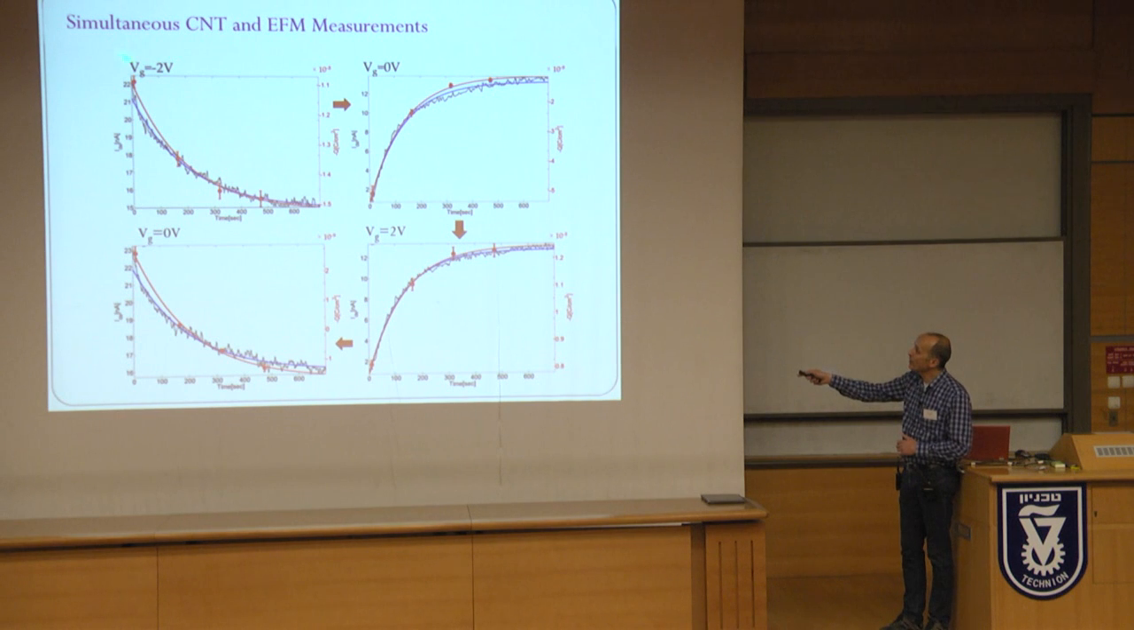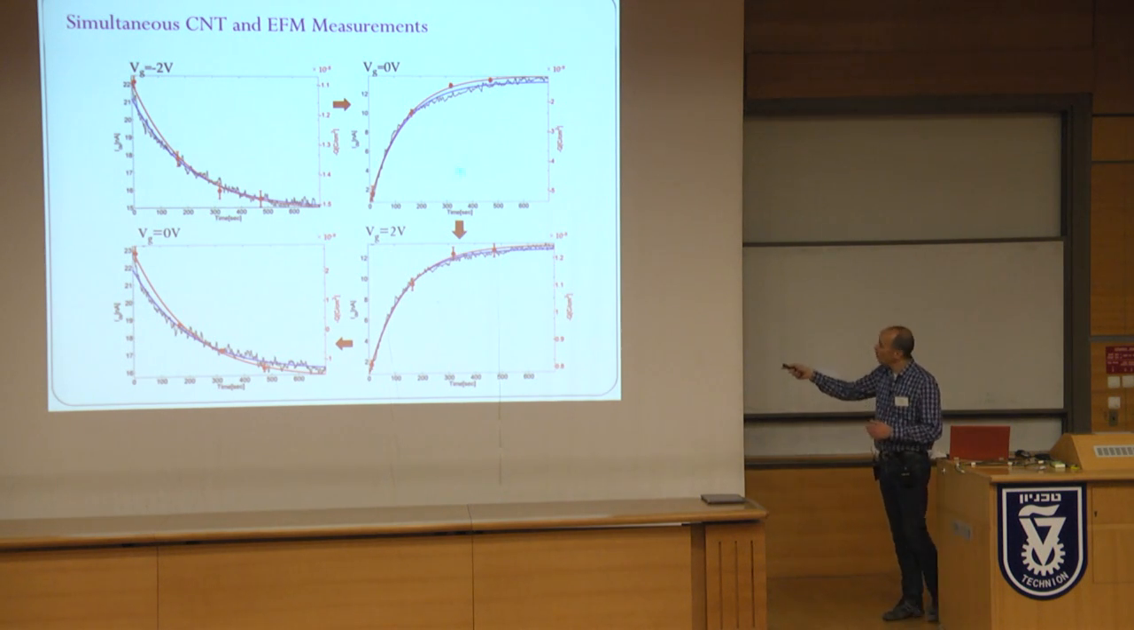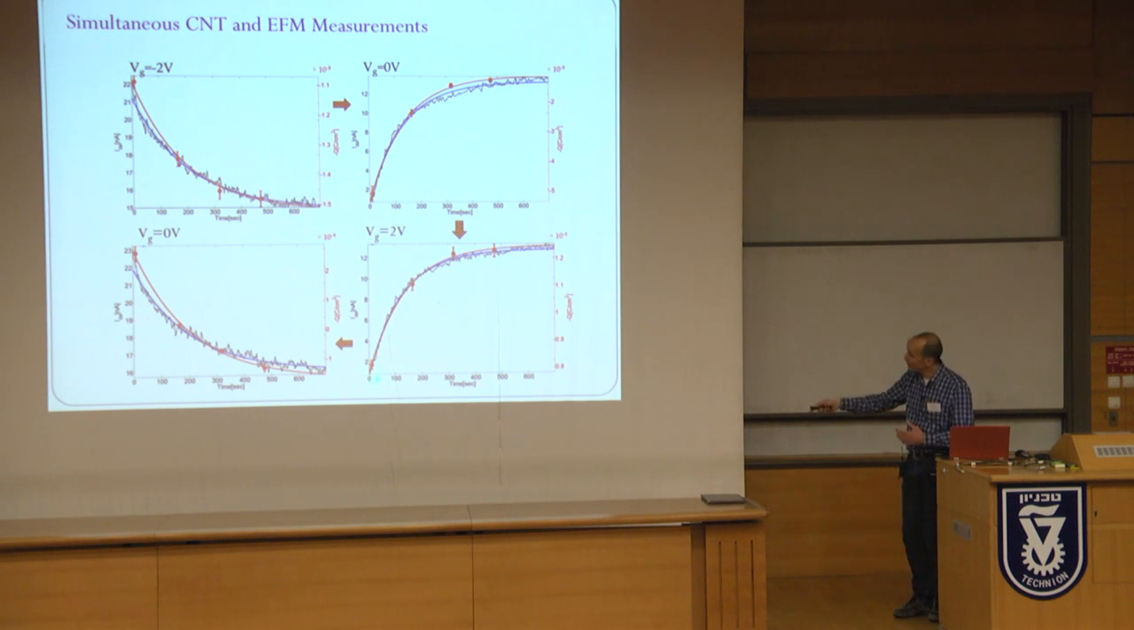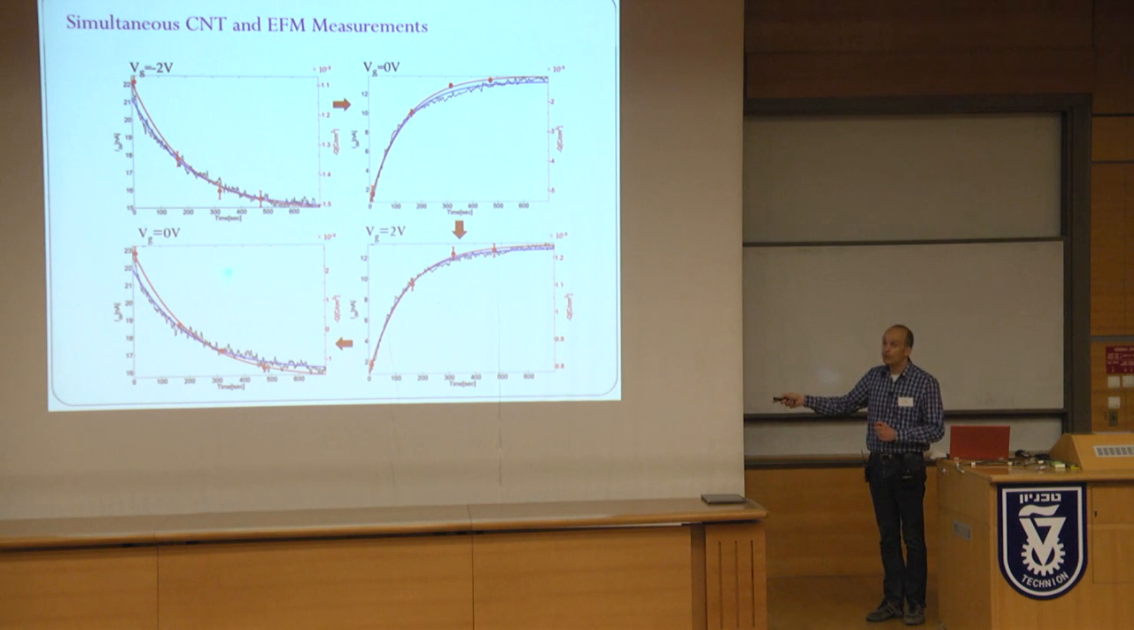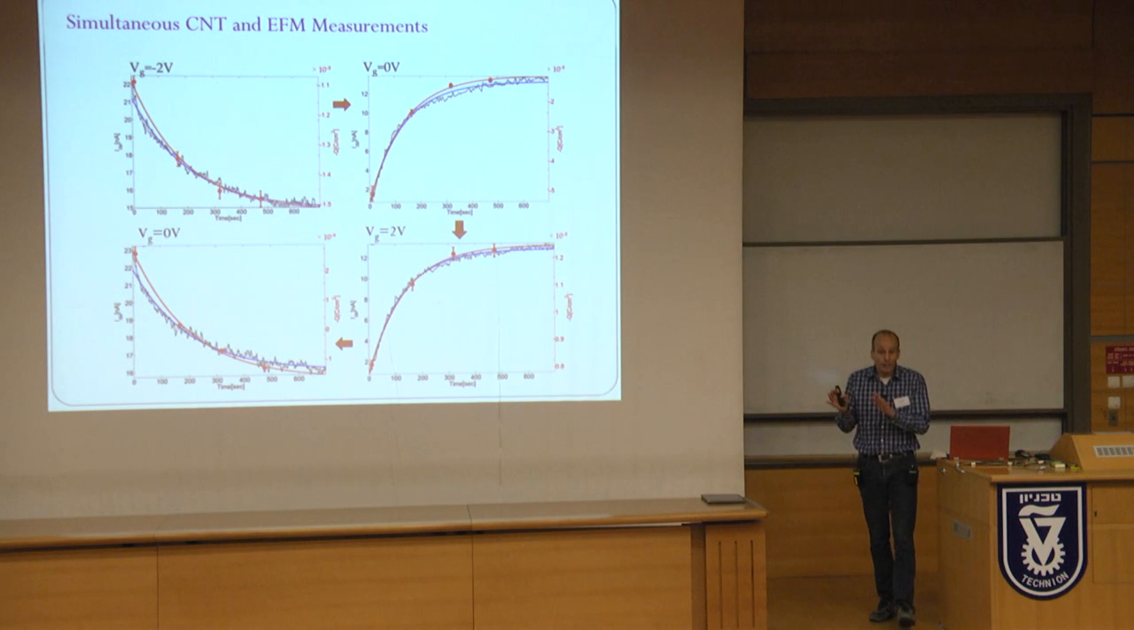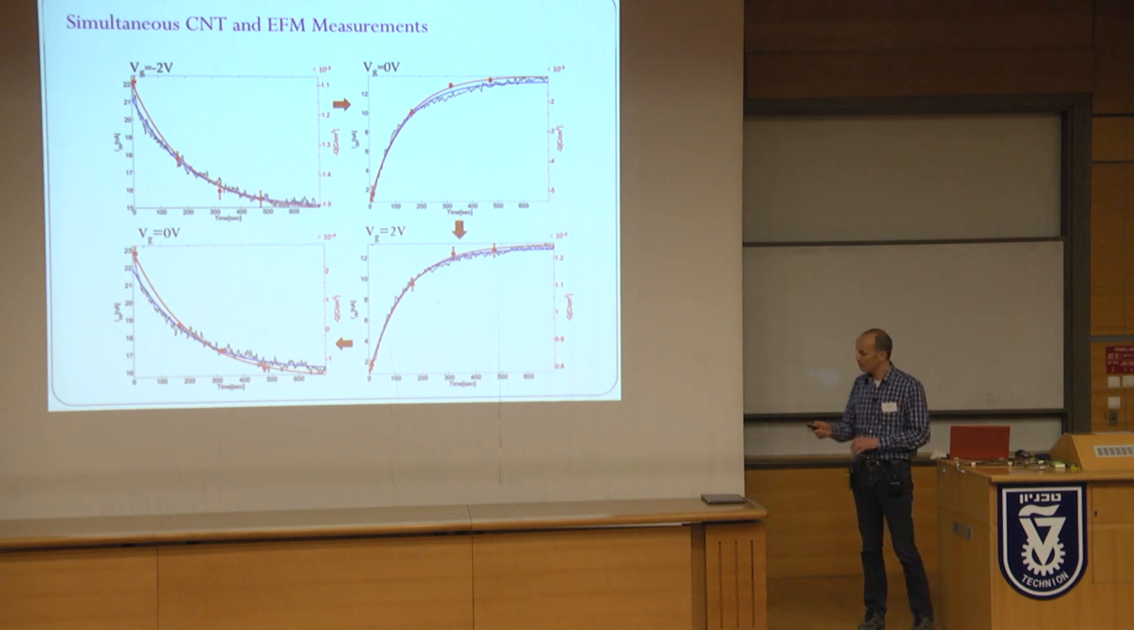So you can see very nicely that there is a decay when I have Vg minus 2. Then we go to Vg equal 0. There is recovery of the charge and the current. Then you go to Vg 2 volt. You have again some recovery in charge, and you can go back to Vg equal 0, and you can see the decay again. Okay? What's important to notice here is that the current through the carbon nanotube and the charge that we find from the EFM measurement are completely correlated, meaning they really behave the same.